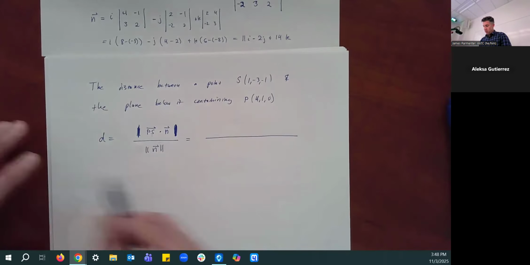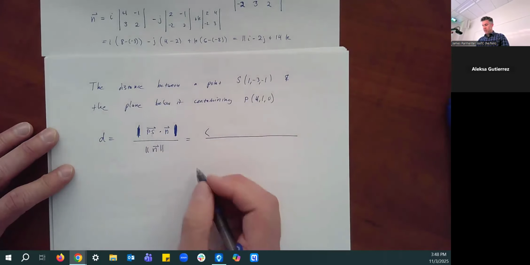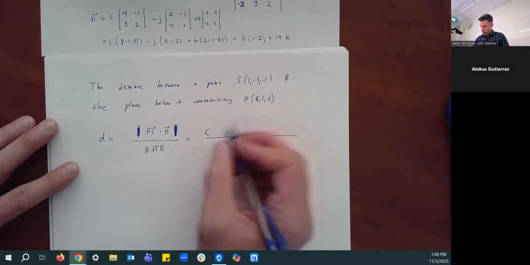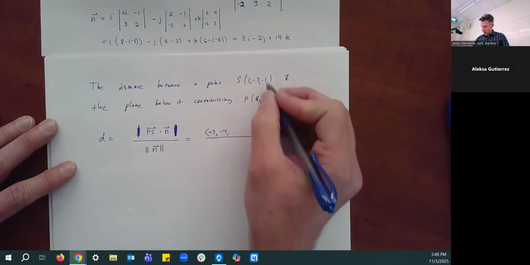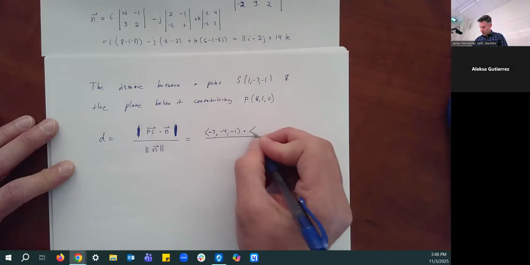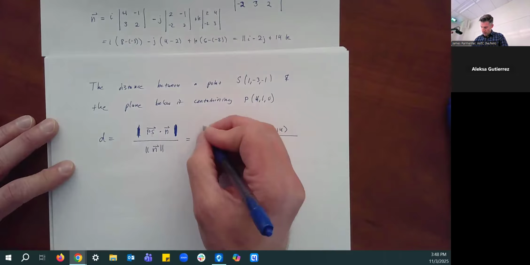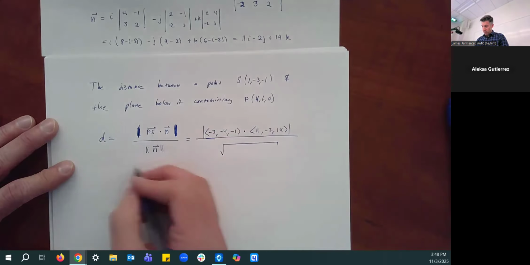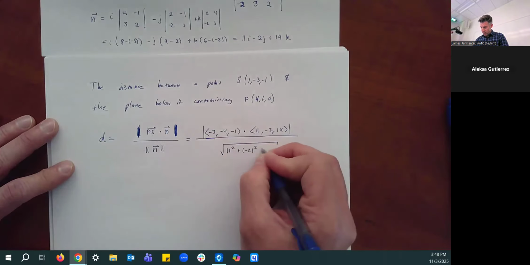So then PS is going to be the vector 4 minus, be careful, James. It's the S coordinates minus the P coordinates. It's (1 minus 4, -3 minus 1, -1 minus 0), dotted with our normal vector, which is the vector (11, -2, 14), absolute value of all that. And then we're dividing by the magnitude of our normal vector, which is the square root of 11 squared plus (-2) squared plus 14 squared.